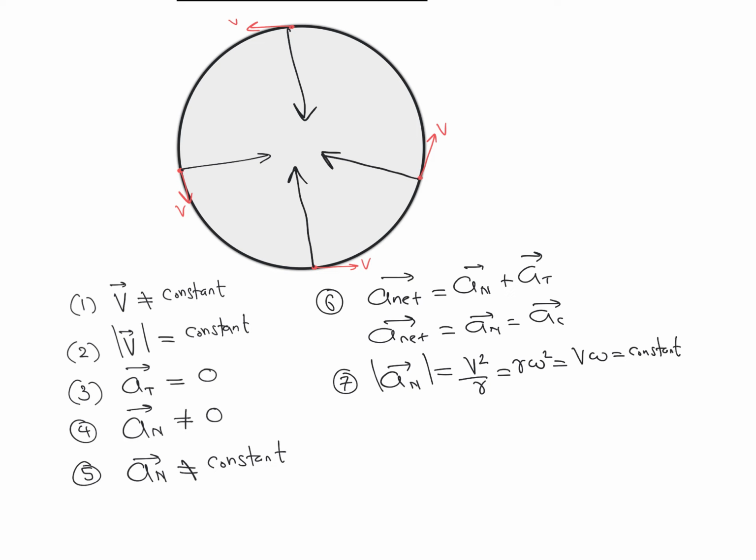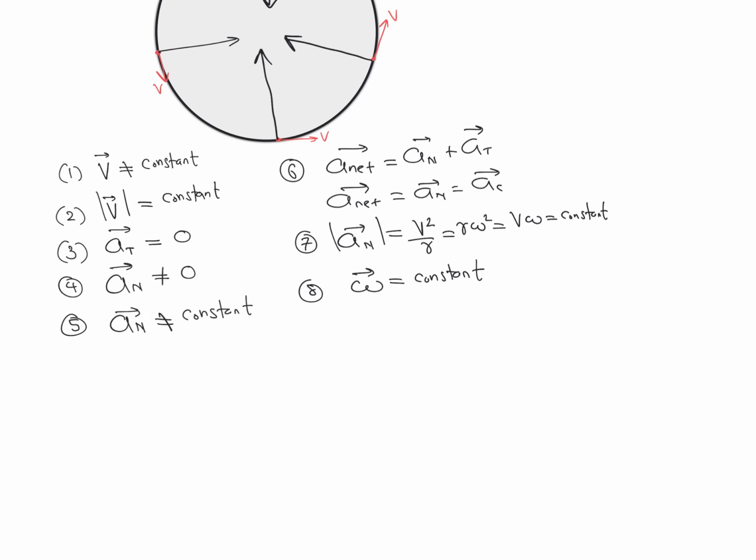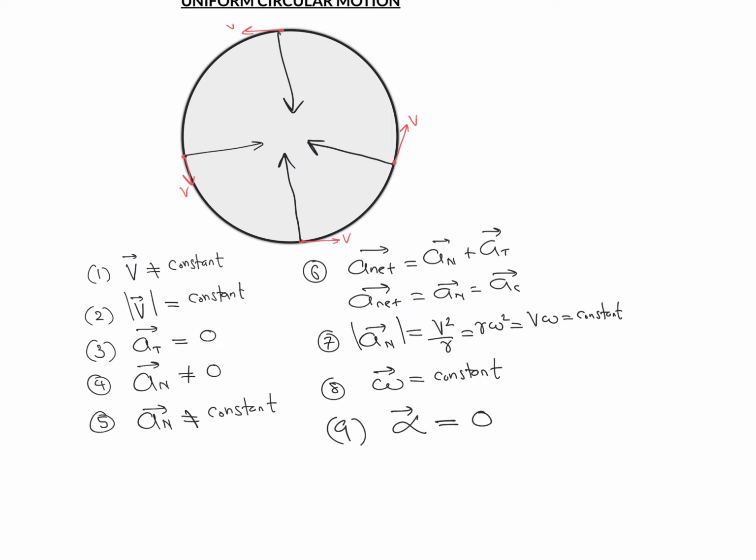Now if you are talking about the angular components, the angular velocity is a constant in case of uniform circular motion, because it is covering equal angles in equal intervals of time. As angular velocity is a constant, angular acceleration alpha is equal to 0. So remember these basic things related to uniform circular motion.